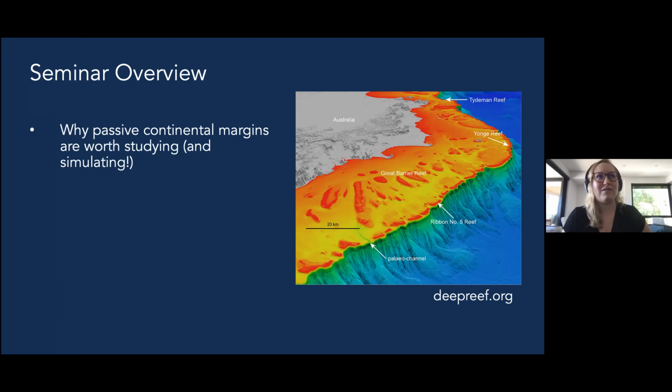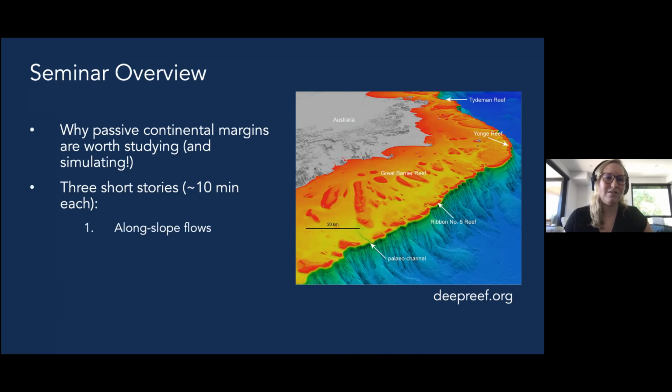And so I'm firstly going to provide you with a bit of background on why passive margins such as the Great Barrier Reef margin here are not only interesting, but are worth knowing about for a lot of practical reasons too. And next, I'll go into the substance of my thesis, and I'll tell you 3 short stories about how we numerically simulated along slope flows, down shelf and downslope flows, and cross shelf flows. And I'll talk about some of the implications of these findings as well.